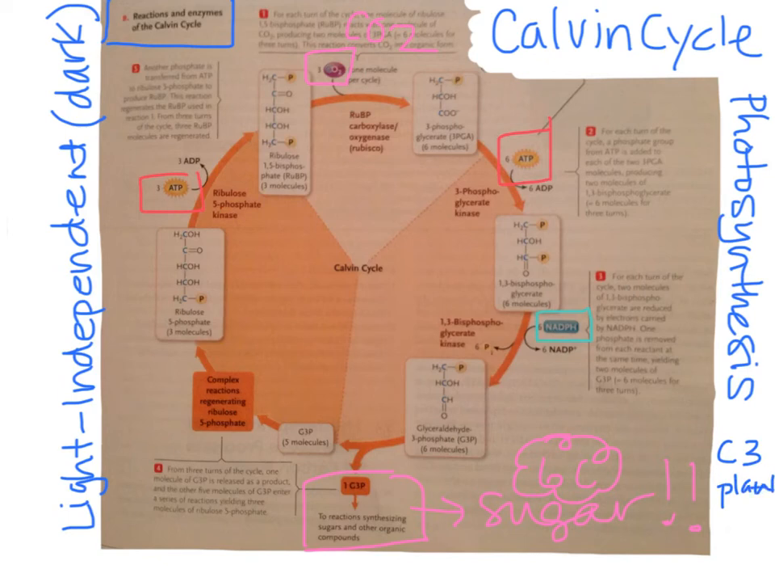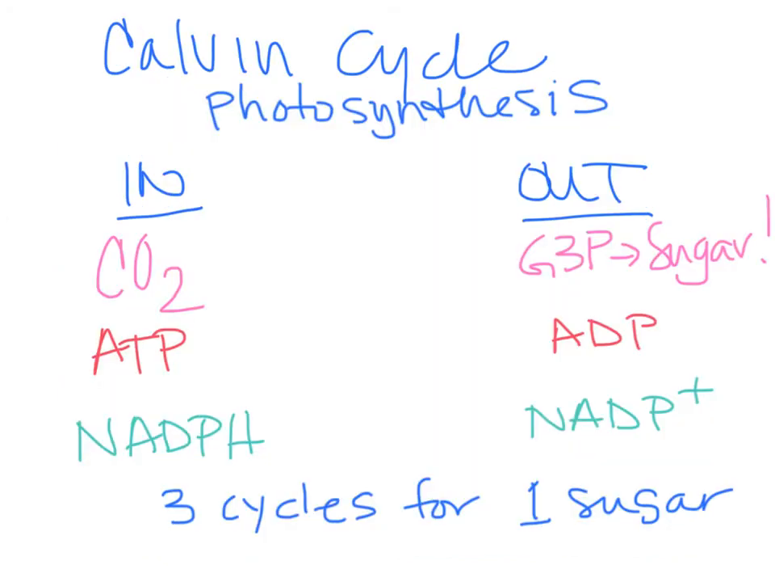So what do we see? See the Calvin cycle of photosynthesis. What goes in? Carbon dioxide makes us some good old sugar. ATP leaves us some ADP. NADPH gives, right, regenerates that NADP plus to go back to the light-dependent reactions.